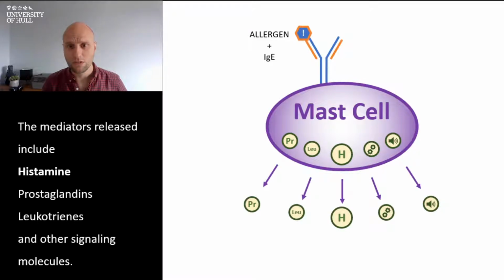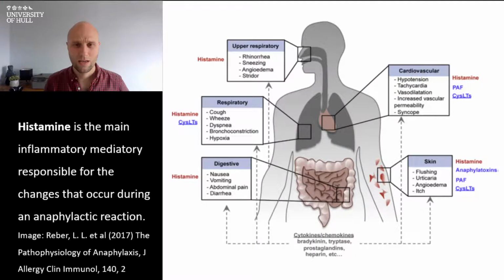Some of the key mediators to be aware of, as we see our mast cell degranulating, are histamine, prostaglandins and leukotrienes, which are manufactured on request, if you like, when stimulated by one of these immunoglobulins. There are also various different signaling molecules. Histamine is probably the main actor in an immune response.